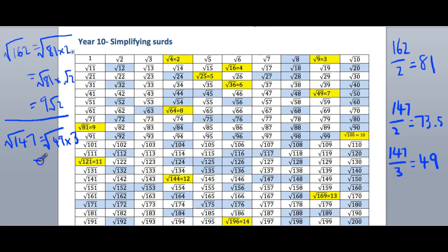So the table helps because you might look at the square root of 147, you're like, oh, nah, that looks like a prime number. Nah, that can't be simplified, but it can. It's actually 49 times 3. So we now have the square root of 49 times the square root of 3. Square root of 49 is 7, so 7 root 3. Okay, so if you're ever stuck, especially with bigger numbers, halve them. If you can't halve it, divide it by 3.